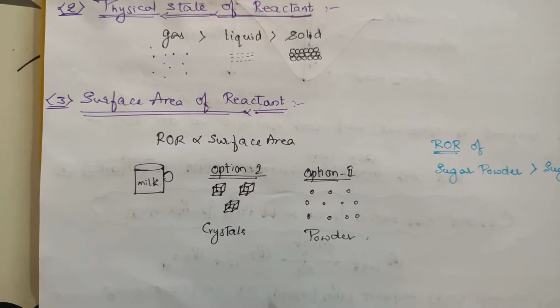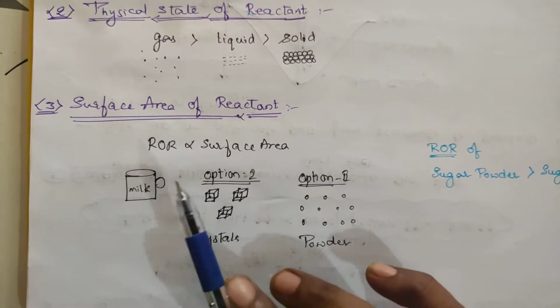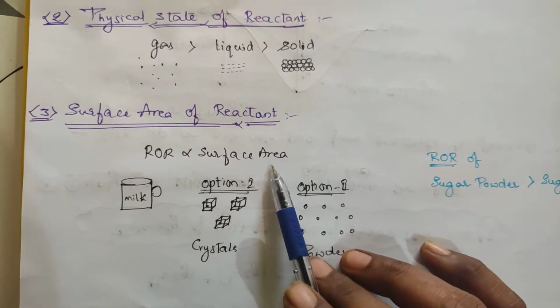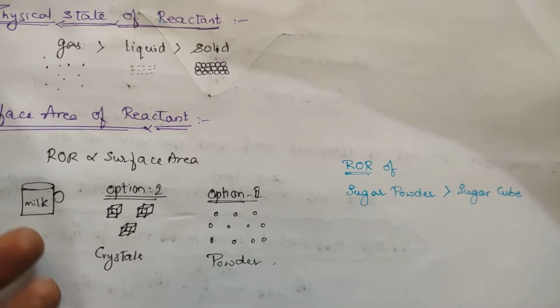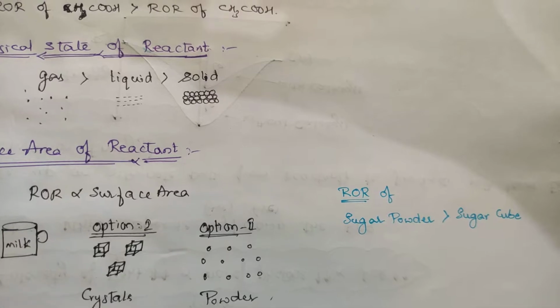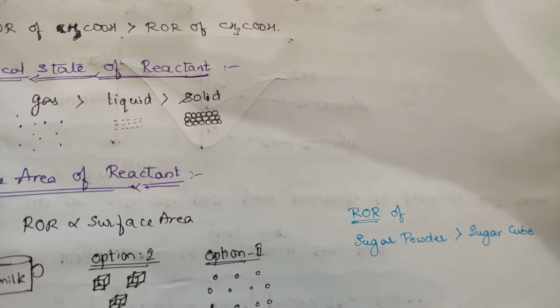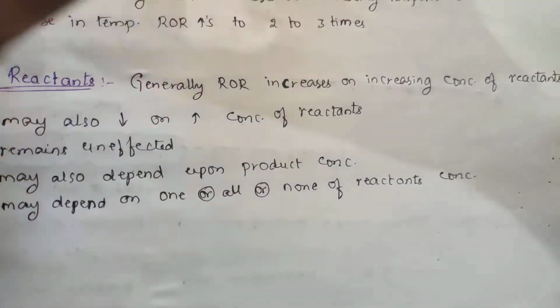Right? Getting it, students? The more surface area of the reactants is exposed, the more the rate of reaction. So the rate of reaction is directly proportional to the surface area. In the example, sugar powder will have a greater rate of reaction compared to sugar in crystal or cube form.